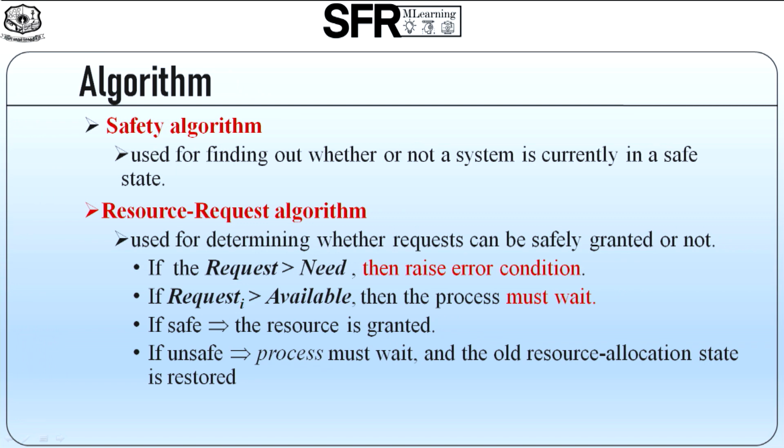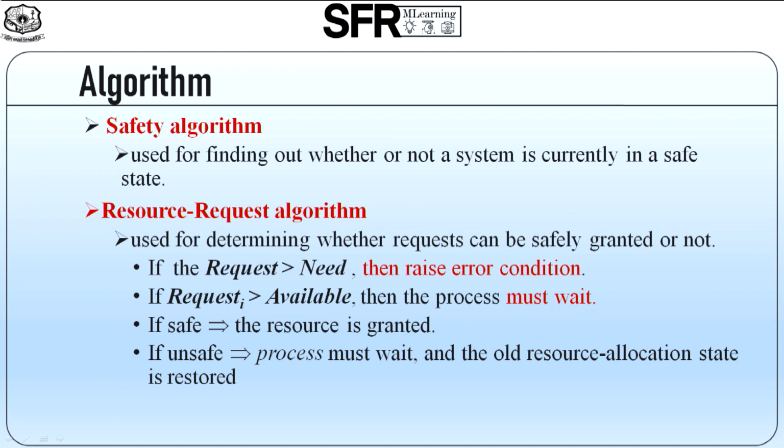The algorithm involves two methodologies. One is the safety algorithm. It is used for finding out whether the system is currently in a safe state or not. So, it checks the system for safety. If the system is safe, then we go for the resource request algorithm. That is, if a process is requesting a resource, this algorithm checks whether the request is less than the need. If it is so, then no problem, but if it is greater than need, then an error condition may occur.